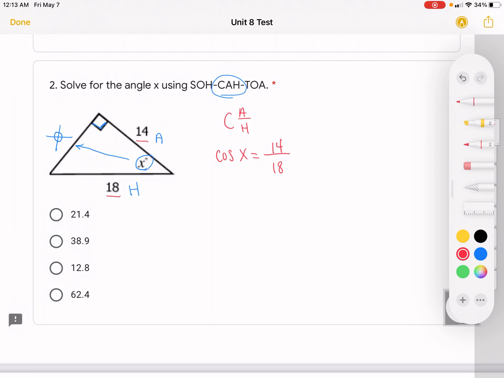Since we're solving for angle X, we want to get the X by itself. So we have to move cos to the other side. When you do that, you're doing the opposite of cos, or the inverse of cos, so you use the little -1 to represent that. From here, we would plug this into our calculator.